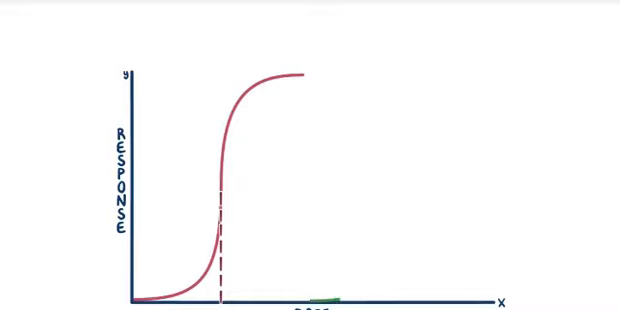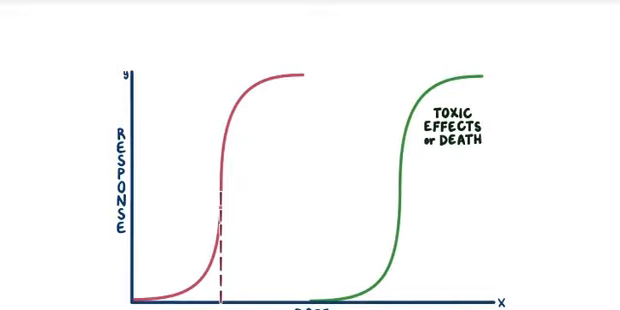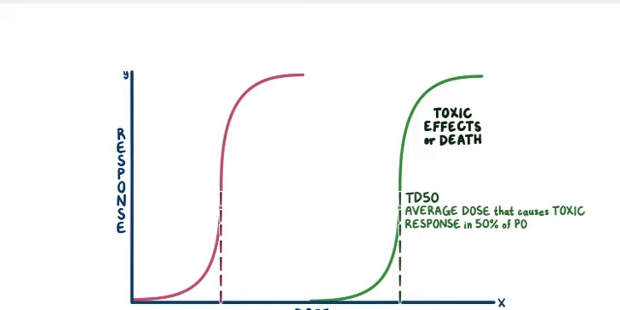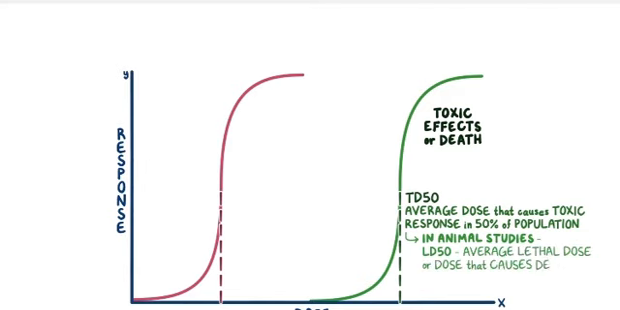Okay, but if the dose gets too high, it can result in toxic effects or even death of the client. So the TD50 is defined as the average dose that causes a toxic response in 50% of the population. In animal studies, LD50 is defined as the average lethal dose or the dose of a medication that causes death in 50% of tested animals.